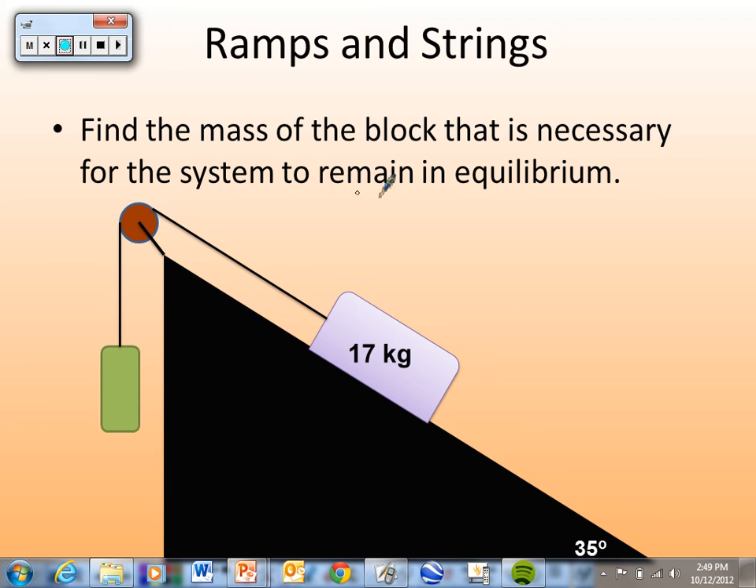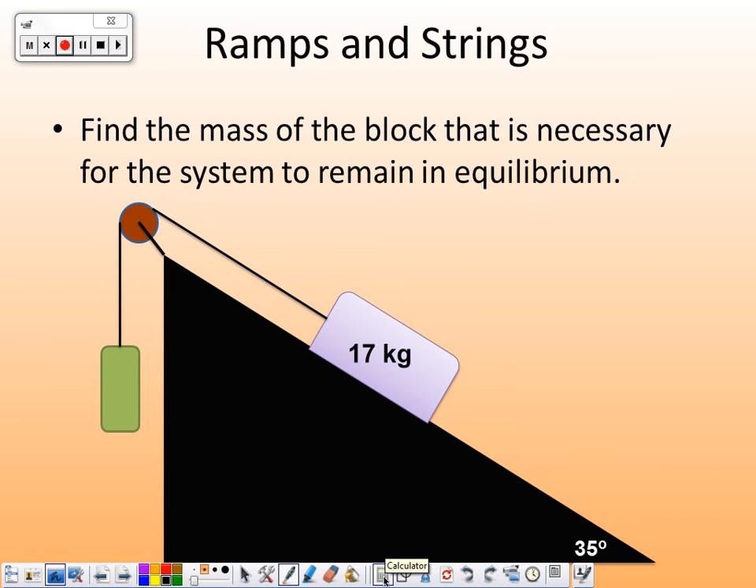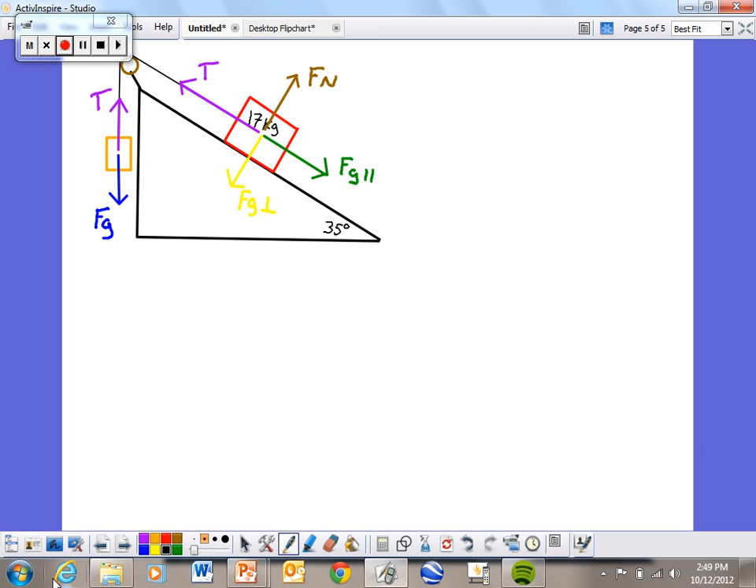That will help this system remain in equilibrium, so it's not going to accelerate left and it's not going to accelerate right. To give ourselves enough room to solve this problem, I redrew this on another page. All the forces are drawn. So we have our 17 kilogram block here, and our hanging block here is the one we want to find the mass of. And then I drew on the block that's on the ramp my gravity parallel, my gravity perpendicular, my normal force, and the tension force that goes up the hill. On this block hanging off the side, I have the tension force up and gravity going downward.